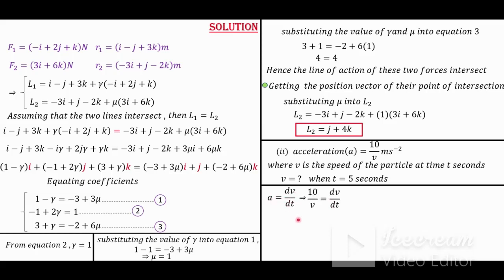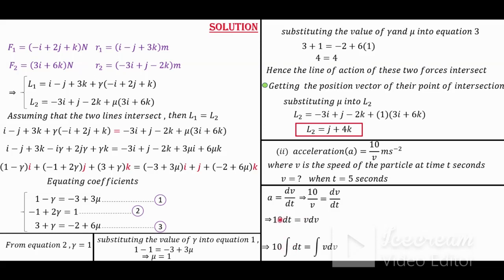So we can bring the items together. We can simply put in the value of a, which is 10 divided by v. So a equals 10 divided by v, which equals dv/dt. We can simply cross multiply, so that we have 10 dt equals v dv. This is for us to bring the corresponding terms together so as to launch the integral properly. So we can therefore integrate both sides.